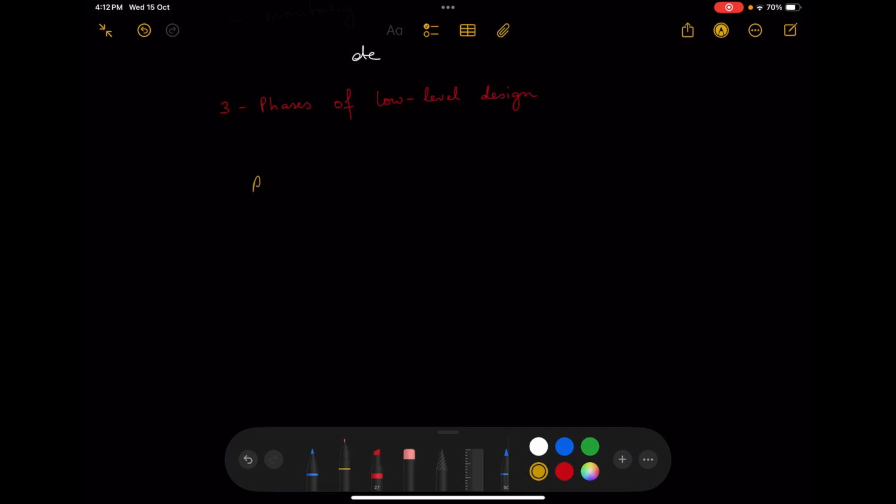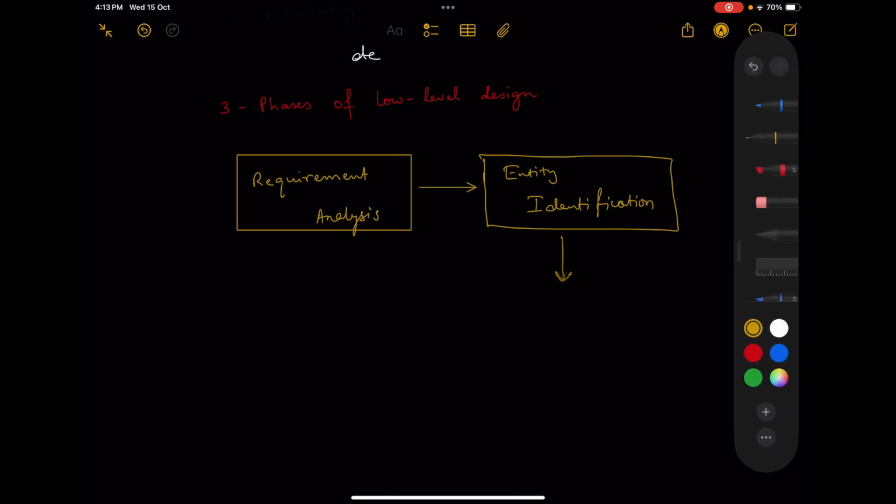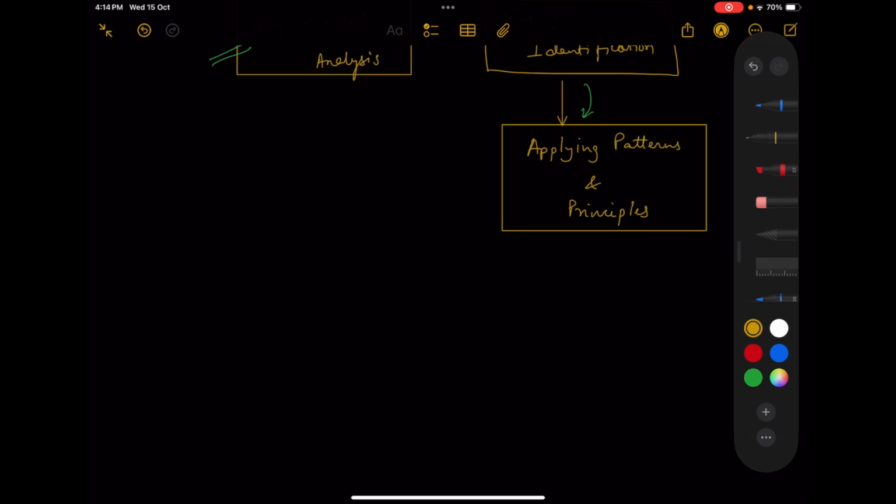Now let's take a look at the three phases of low-level design. So the first phase is requirement analysis. The next one is entity identification, and the third phase is applying patterns and principles. So in the first phase, we understand what the requirement is. Then we use that understanding to map out the various entities, attributes, and relationships in the system. And then using that mind map, we start applying the standard design patterns and principles to make a solid design. Now let us talk more about each phase.